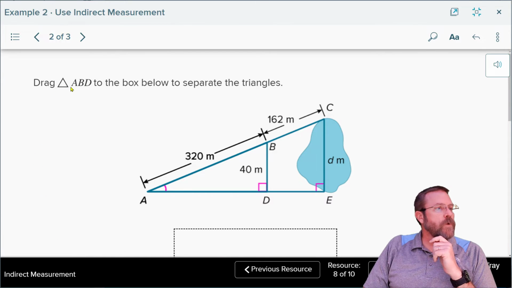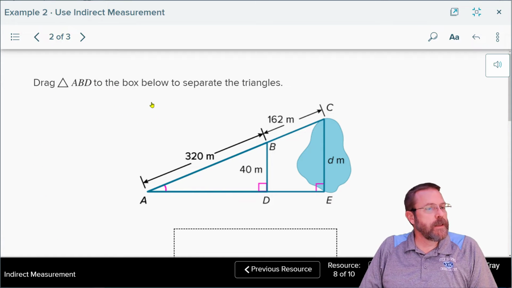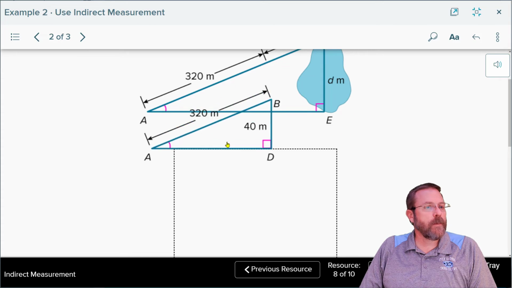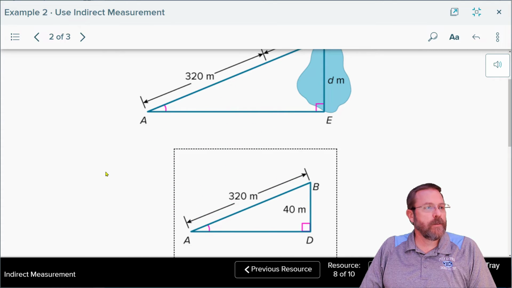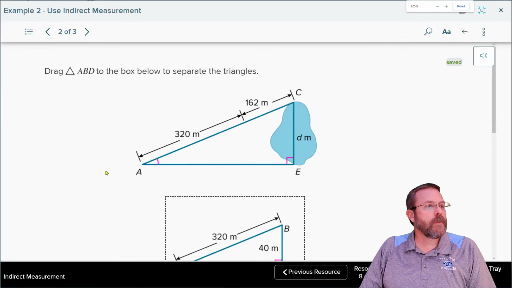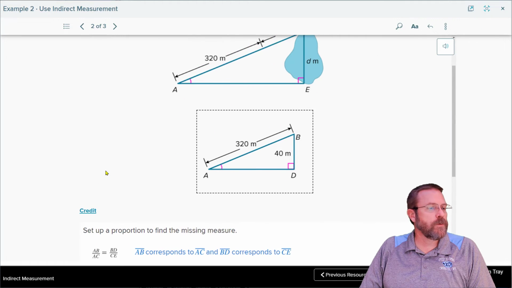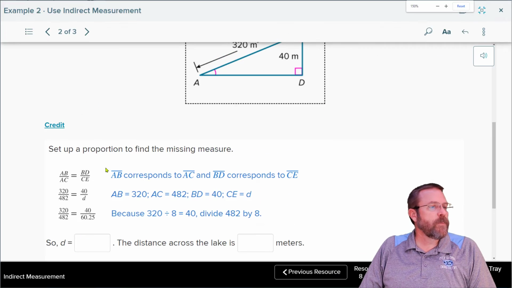First, it tells us to drag triangle ABD into the box below. So I'm going to grab ABD and put it into the box below. Alright, I've done that, so I've now separated my two triangles. Now we can set up a proportion to find the missing measure.